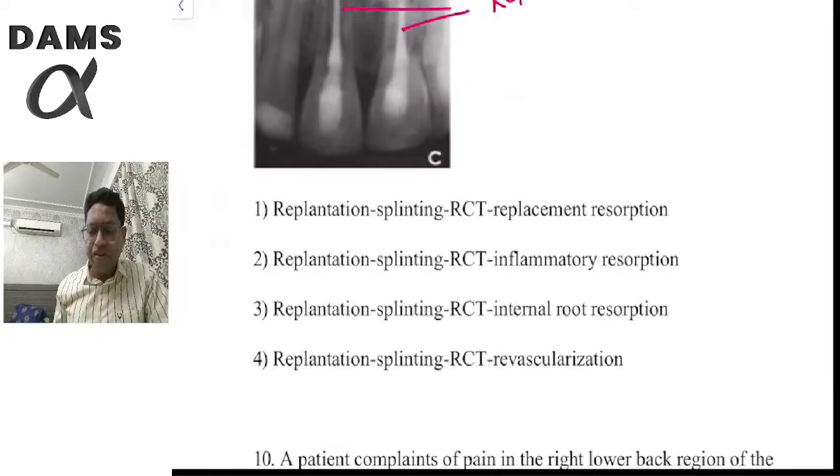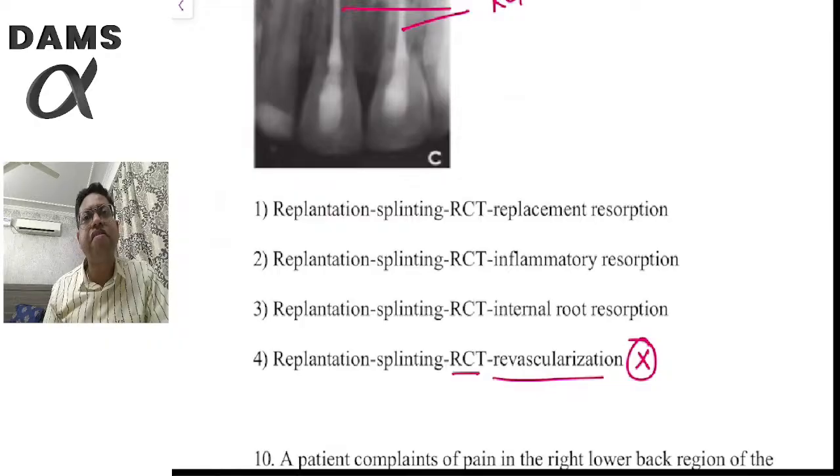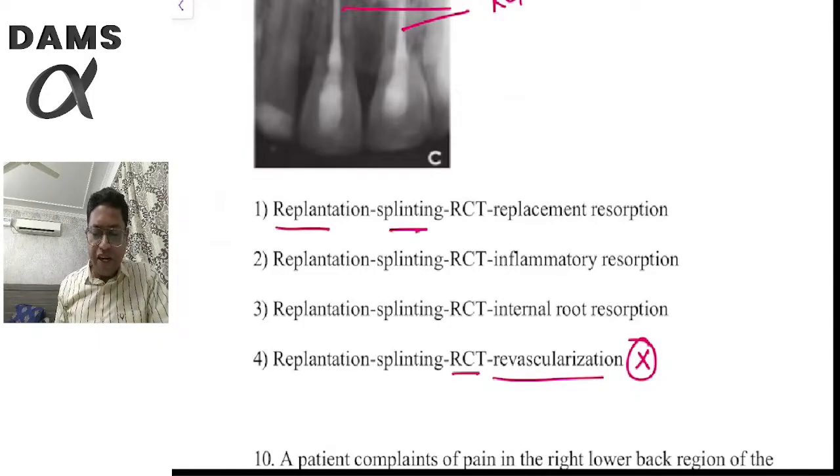So if we look at the sequence, RCT and revascularization, this sequence is never there. Whenever we attempt revascularization, root canal is not done over there. Simply pulp extirpation is there, and then we induce regenerative endodontics. So this option we can easily rule out. This sequence would never be there for any clinical condition. Now we look at other options: replantation, splinting.